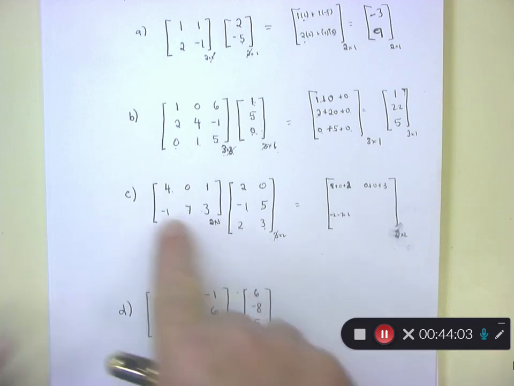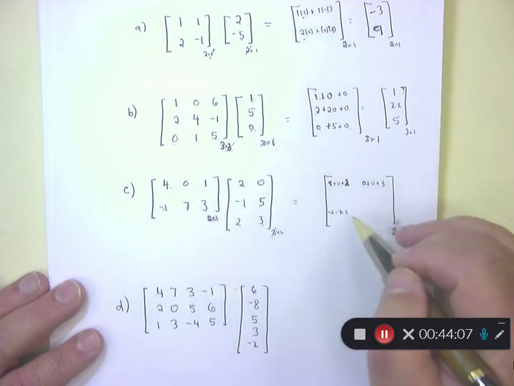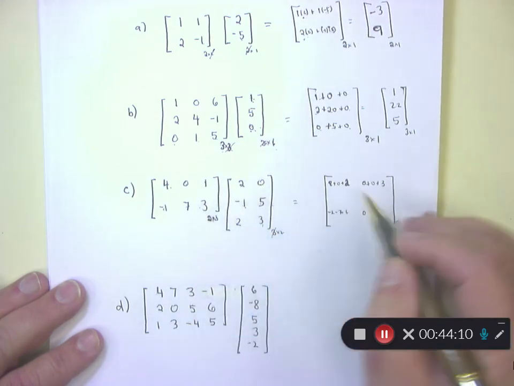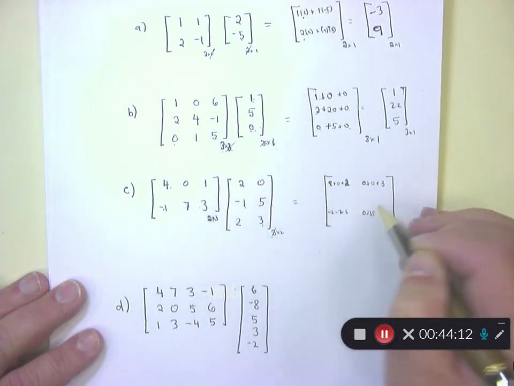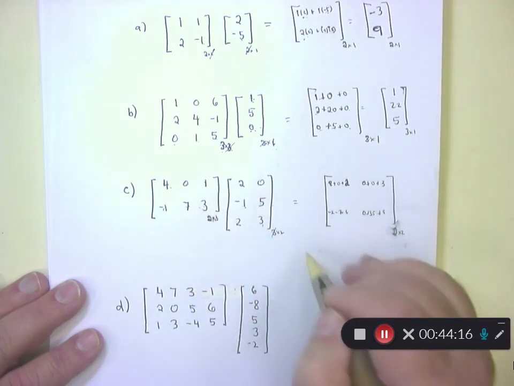And then last, second row, second column. Second row, second column position. -1 times 0 is 0. 7 times 5 is 35, plus 35. And 3 times 3 is plus 9.